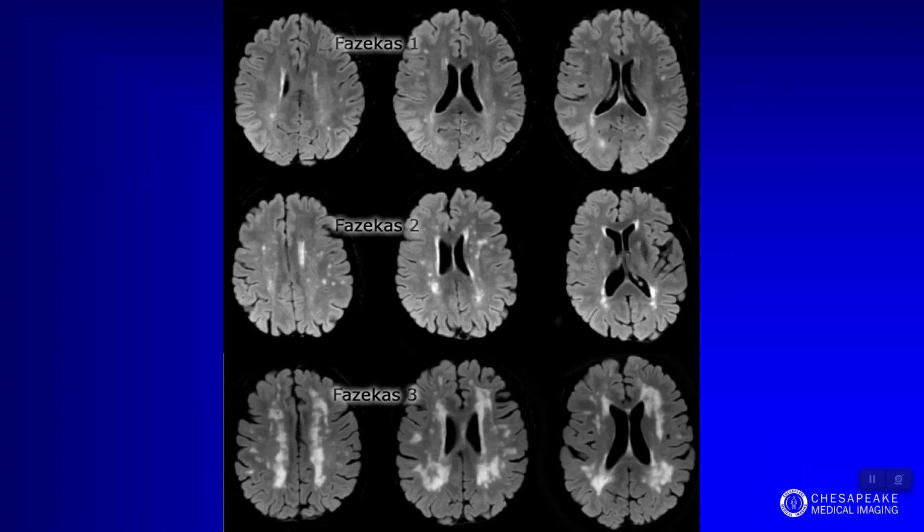Fazekas 1 is illustrated up here on the top where you see scattered punctate foci of T2 hyperintensity. Fazekas 2 shows just the beginning of confluent areas of white matter disease. And Fazekas 3 shows larger confluent areas of white matter disease.